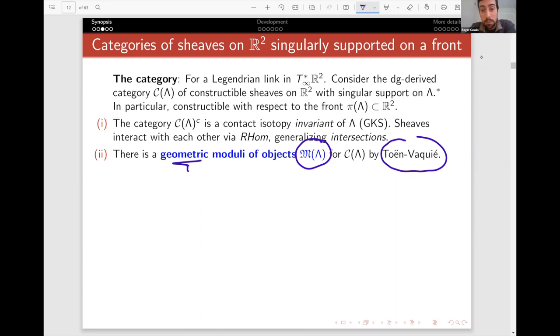But actually, in many cases, including Legendrian links in T star of R2, a lot of times this just ends up being an algebraic variety, at most what's called an Artin stack, which in these cases you can just think of as being an algebraic variety modulo a nice algebraic Lie group action like GLN, PGLN. So the lesson here is out of that category, in our examples, you're going to be able to extract an algebraic variety, and then maybe quotient by some action of GLN, something like that.